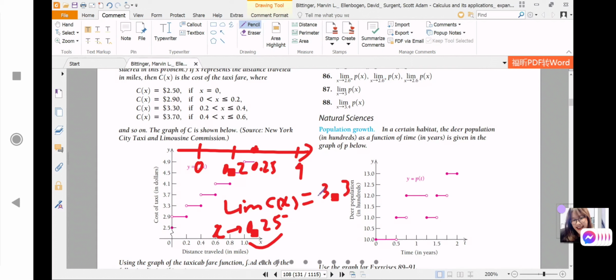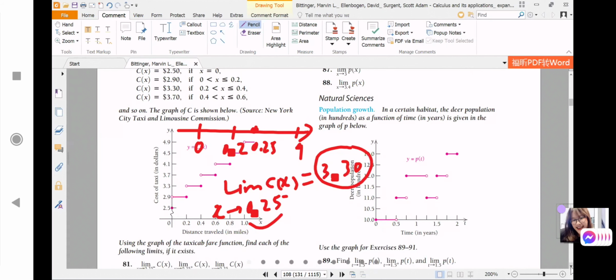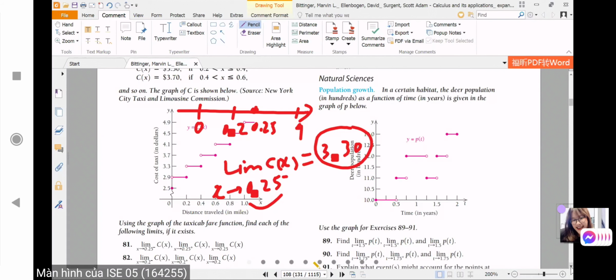3.30. It's 3.30. Okay. Do you agree? Yes. Continue. Limits, left and right limits at 0.25. It is all.